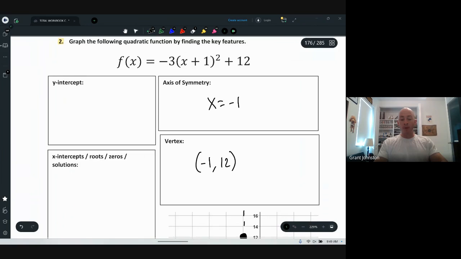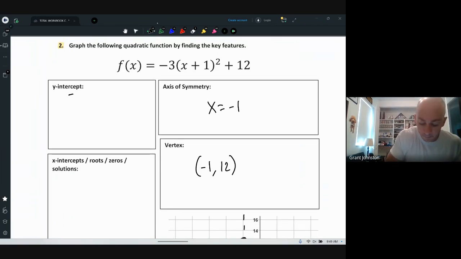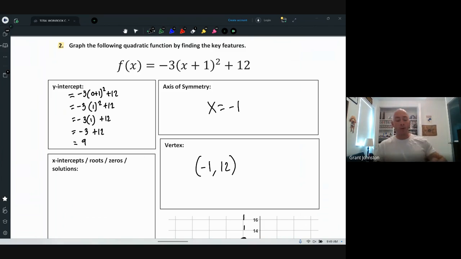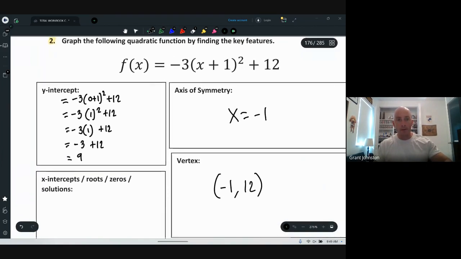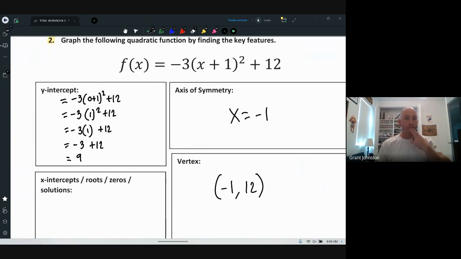This is great. So now let's get the y-intercept. We plug in 0 for x. 0 plus 1 is 1. 1 squared is 1. Negative 3 times 1 is negative 3. And negative 3 plus 12 is 9. I know I did that too fast, sorry. So the y-intercept would be at (0, 9).